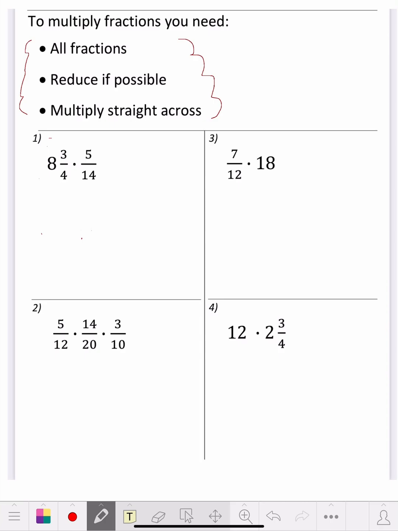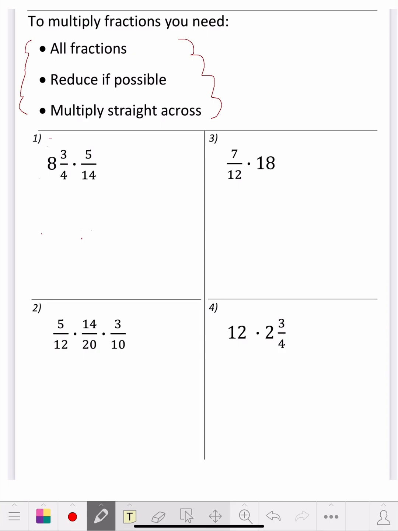Reduce if possible, and I'd advise reducing before you do the multiplication. Reduce as soon as you can. You can do it later, but it's much easier if you do it at the beginning, because you're multiplying smaller numbers. And then you just multiply straight across. The numerator goes across to the numerator, the denominator goes across to the denominator, and you just come up with your answer, and then you reduce further if you can, okay?